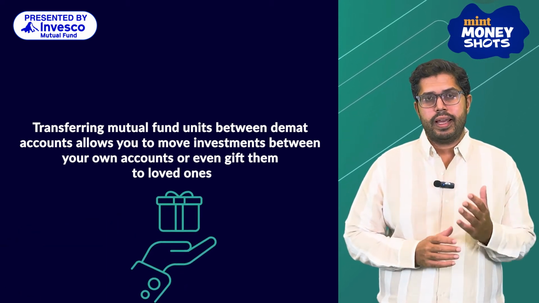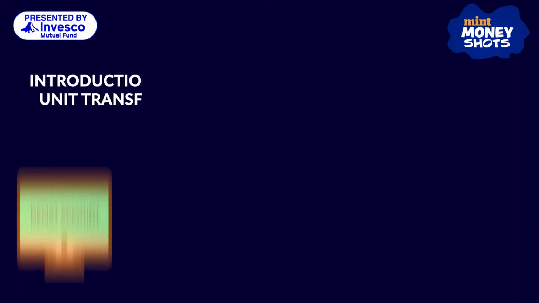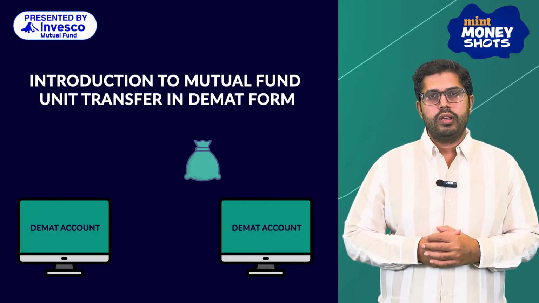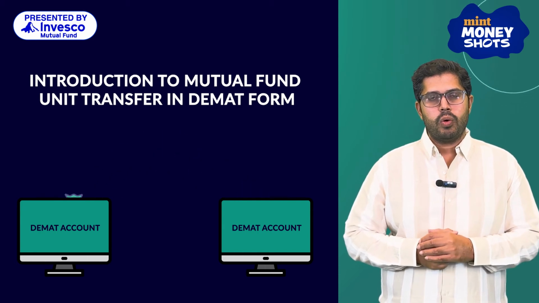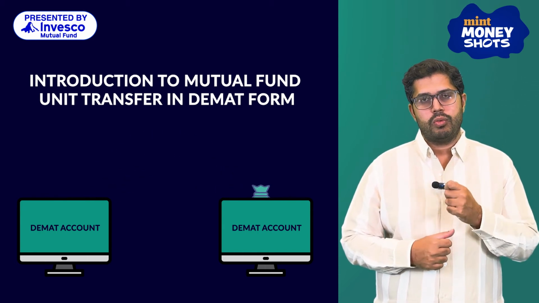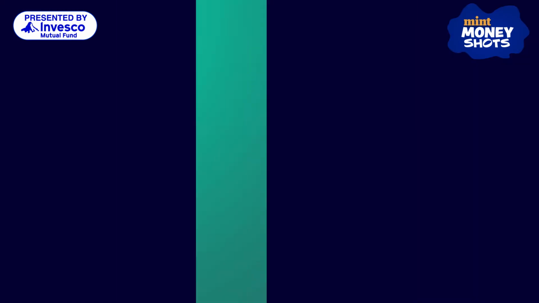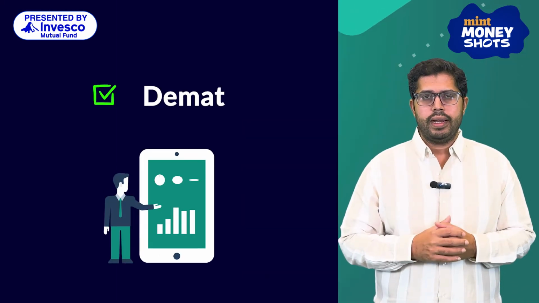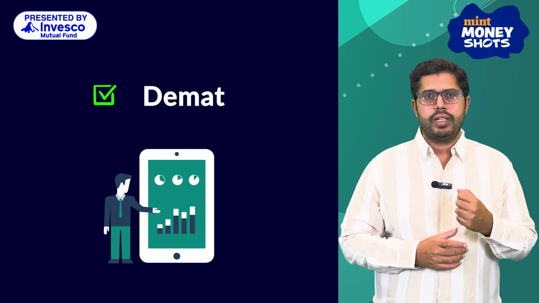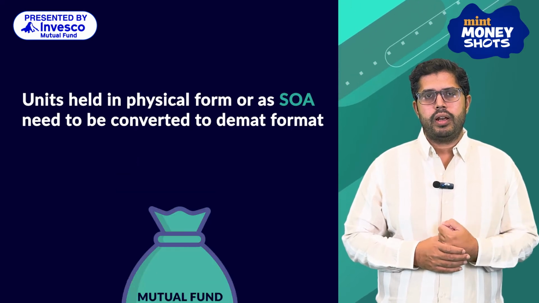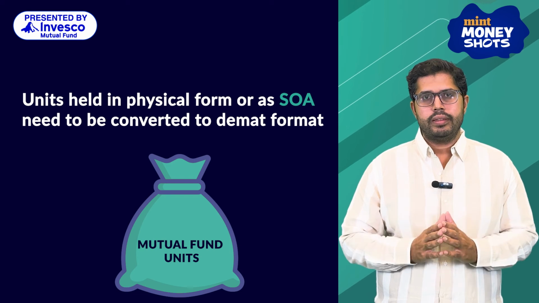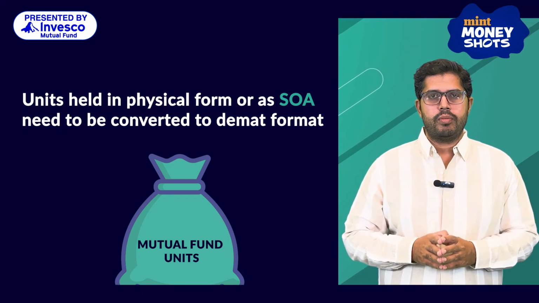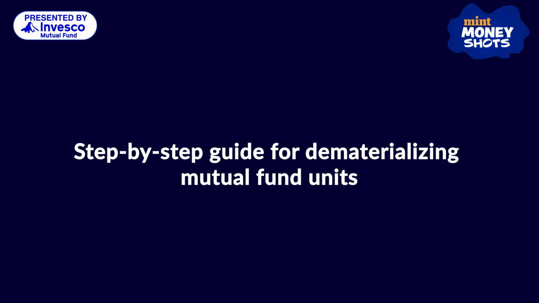However, this process is offline and can be a bit cumbersome. Currently, the only way to gift mutual fund units is by holding them in Demat form. So let's go over how this transfer process works and how to navigate it. To start, both the transferor and the transferee need active Demat accounts. If your units are held in physical form or as statement of account (SOA), they need to be converted into Demat format first. Here's a step-by-step guide for dematerializing your mutual fund units.